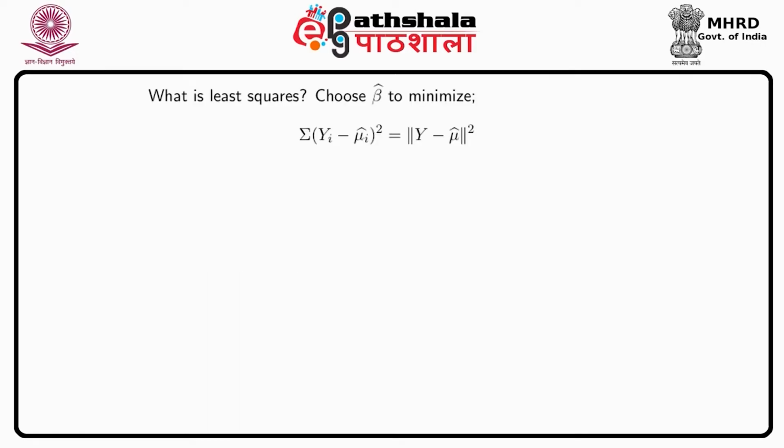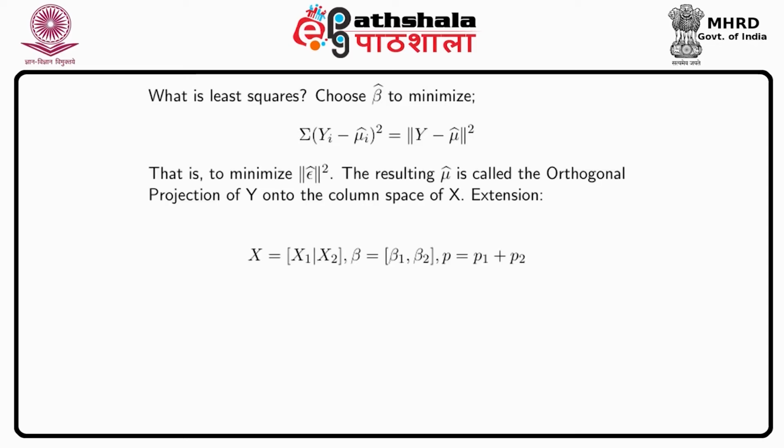Now, what is least squares in terms of the geometry behind the technique of finding the estimates of the coefficients? What exactly is the least squares? When estimating beta hat, we choose beta hat so that we can minimize the sum of squares of errors, which can be written as summation yi minus mu i hat square. And in terms of length of vector, since y and mu are both vectors, we can write it as the squared length of y minus mu hat. That is to minimize the error sum of squares. The resulting mu hat is called the orthogonal projection of y onto the column space of x, as we have demonstrated before.